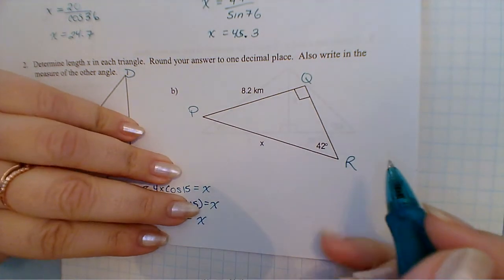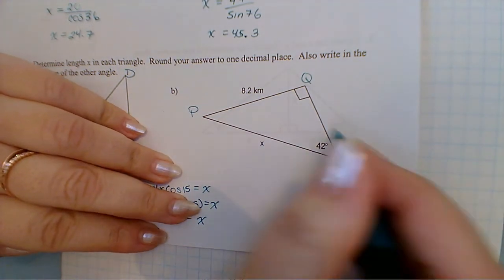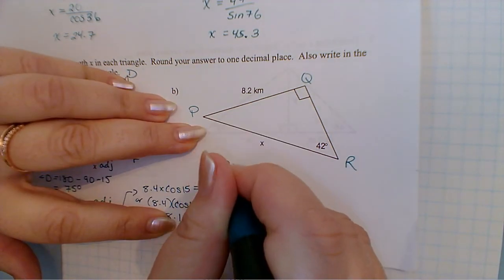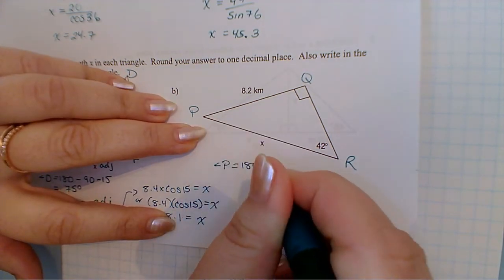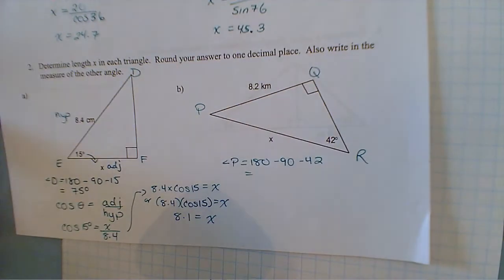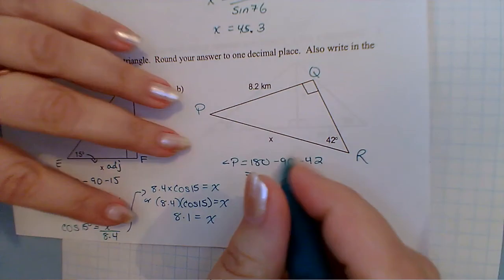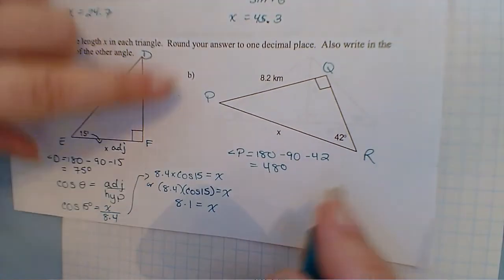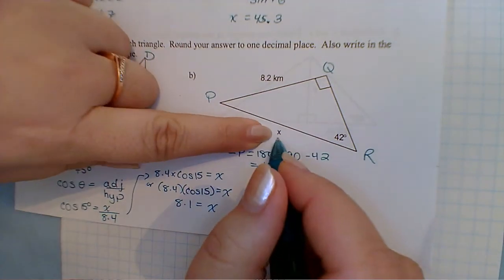What we need to do is figure out what we're given. Well, we're given 42 degrees. So that means angle P must be 180 minus the 90 minus the 42. And how much do you get there? Look at that, 48 degrees. So angle P is 48 degrees. Done. Now we need to solve for x.